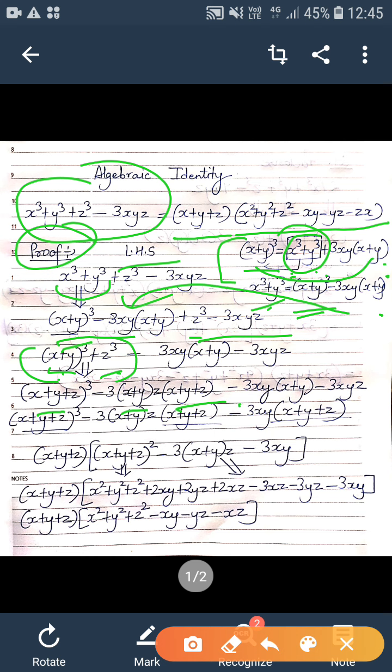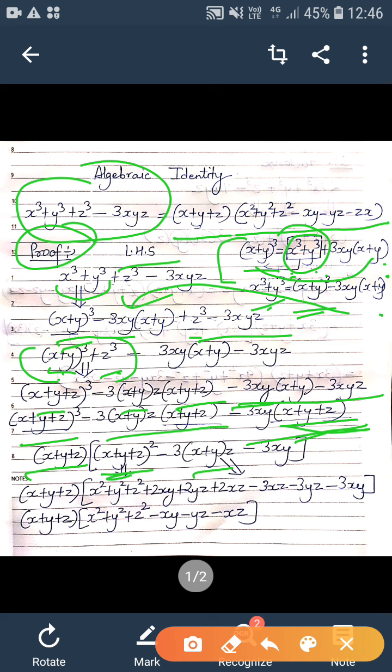Now writing the other two terms as such, minus 3xy into x plus y minus 3xyz. Now taking minus 3xy common over here, we have x plus y plus z inside the bracket. Now we can see that there are three terms here, and in each of these three terms x plus y plus z is common. So taking x plus y plus z common, we are left with x plus y plus z whole square minus 3 into x plus y into z minus 3xy.